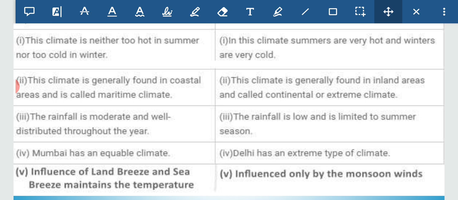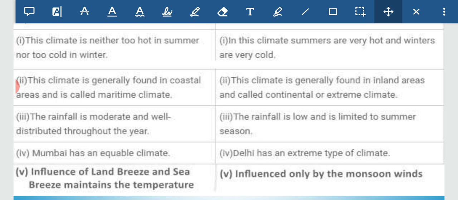Next, Mumbai is a coastal area, so it experiences equable climate, and the capital of the country, Delhi, is in the interior part, so it experiences an extreme type of climate. So now you can get a clear picture of which areas have an extreme climate and which have the equable climate.